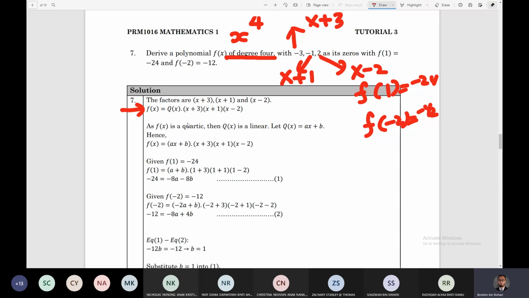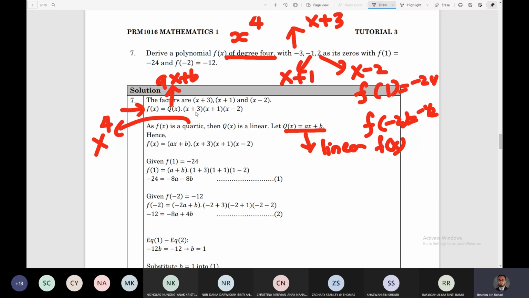And f(x) is of power 4, so q(x) is a quadratic function. So you let q(x) equal ax plus b, the general form of the linear function. So you will get x plus 3, x plus 1, and x minus 2, and then this equals x power of 4. So first, f(x) equals ax plus b times x plus 3 times x plus 1 times x minus 2. And then f(1) equals negative 24.